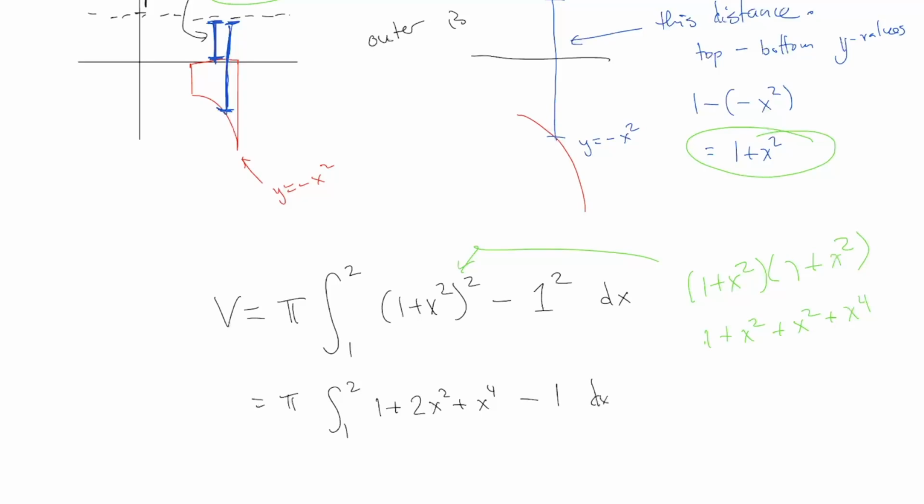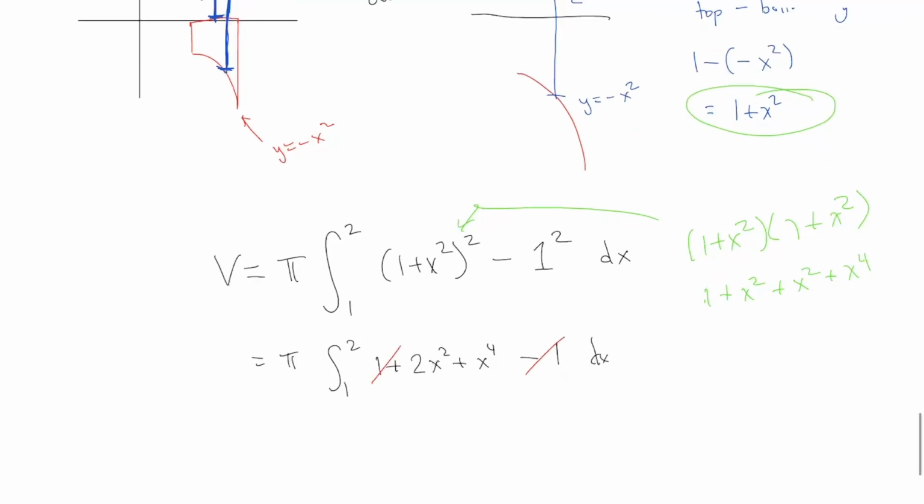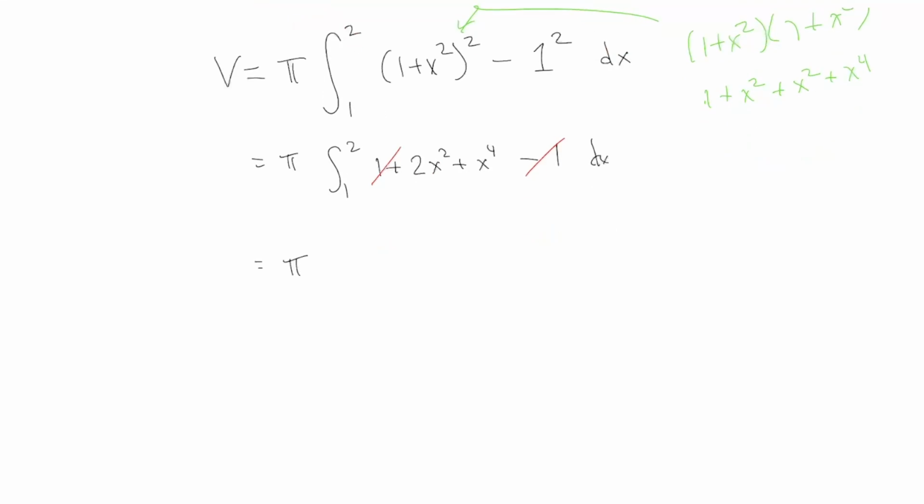And then this is now looking fairly straightforward. It's just a polynomial. We can simplify very slightly by canceling the ones, right? I have a 1 here and a -1 here, so those can go away. But otherwise, we can just do the integral directly now. So it's pi, sorry, I'm doing the integral in this step. So it's going to be 2 times 1/3 x cubed plus 1/5 x to the 5, and plug in 1 and 2.